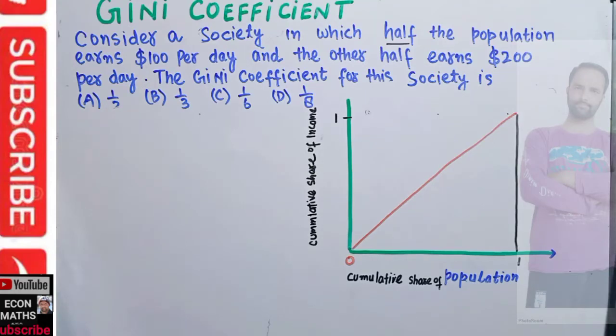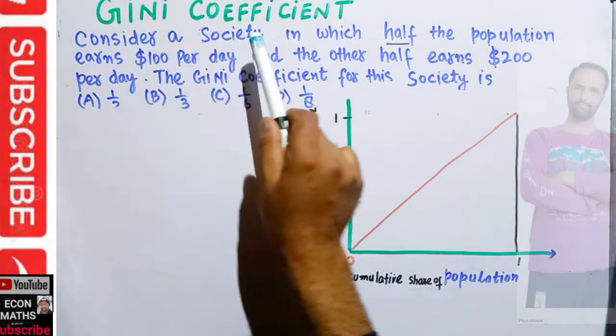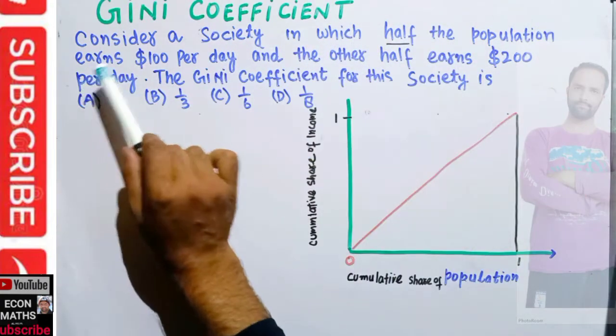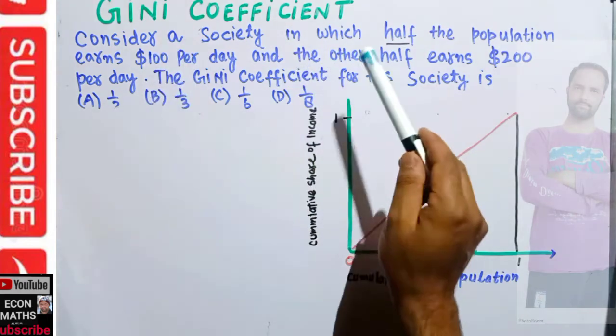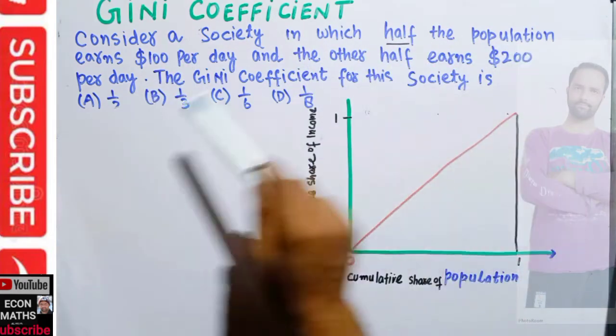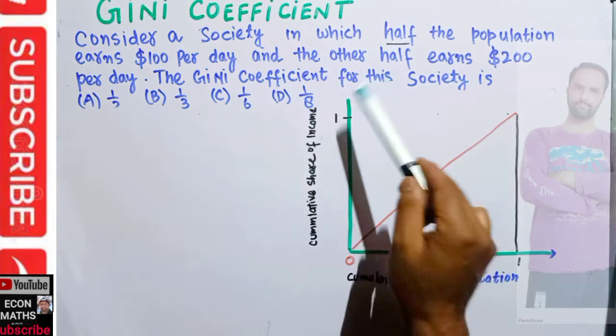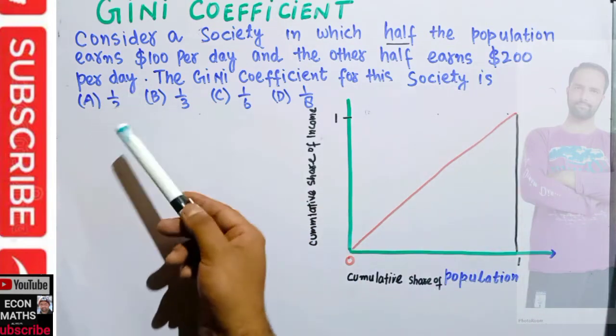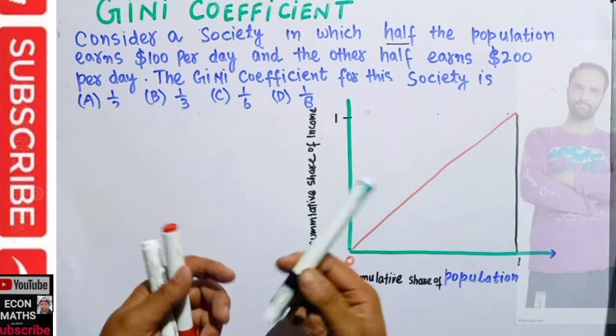In this video, we will learn how to find out the Gini coefficient for an economy. The question is, consider a society in which half the population earns $100 per day and the other half earns $200 per day. The Gini coefficient for this society is, the options are 1 upon 2, 1 upon 3, 1 upon 6 or 1 upon 8.